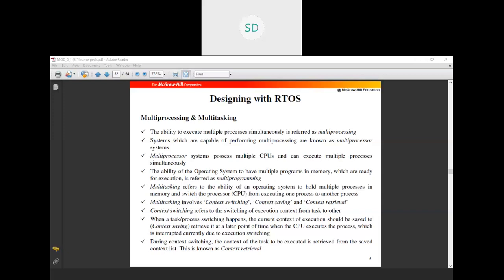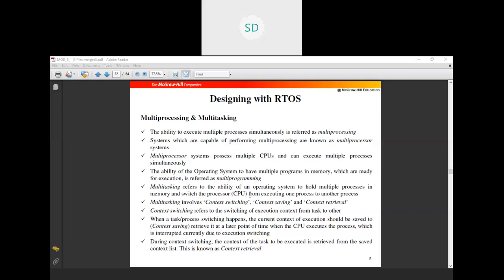There will be continuous switching from task to task, so we feel that every task is being executed. The microprocessor, the controller, will make sure that all the tasks are executed one by one. But the switching is so fast that we feel all the tasks are being executed in parallel. So that is the basic major difference between multiprocessing and multitasking.